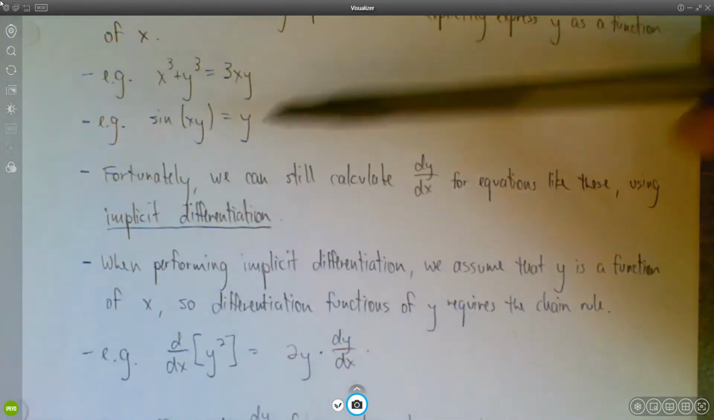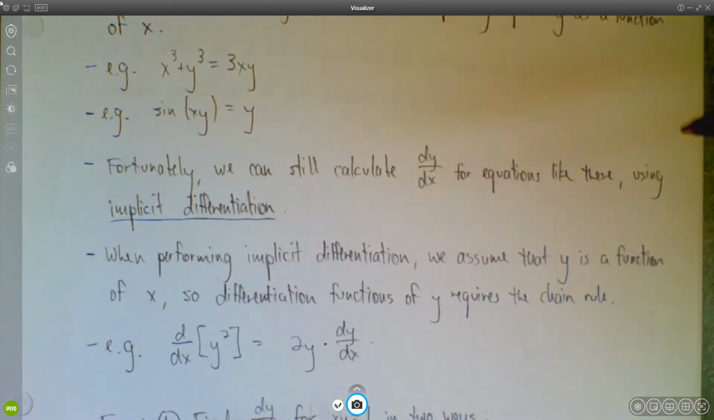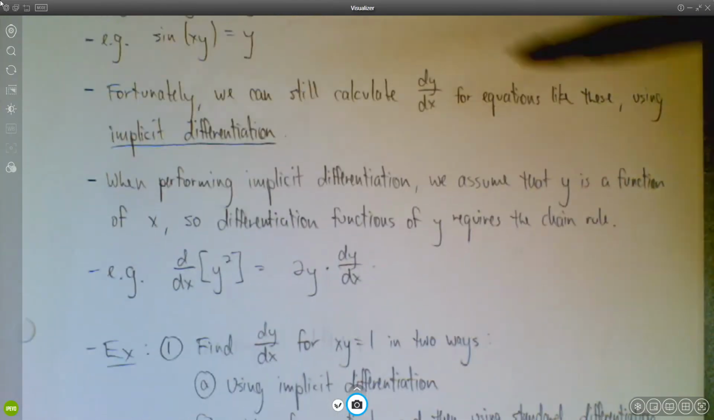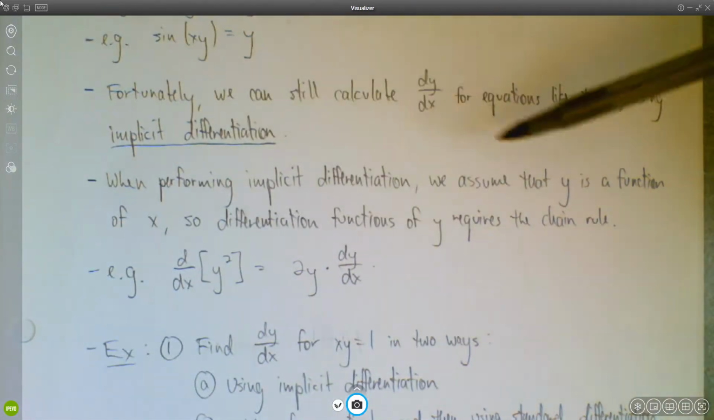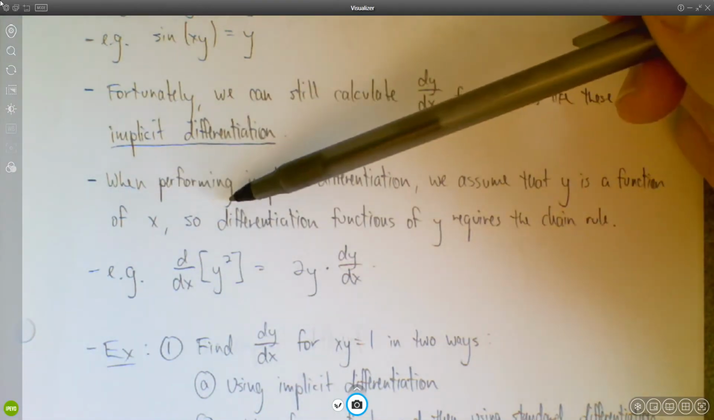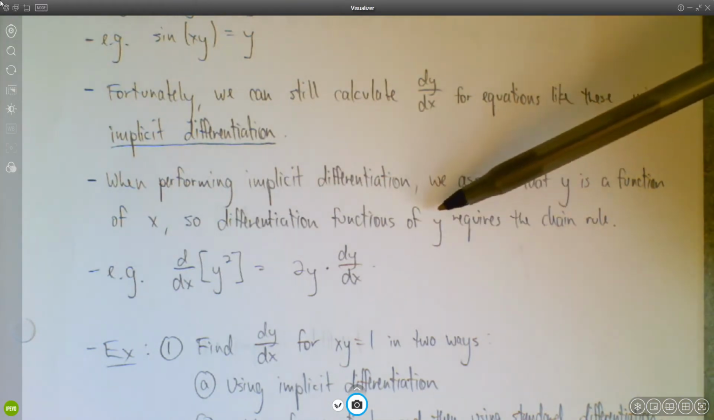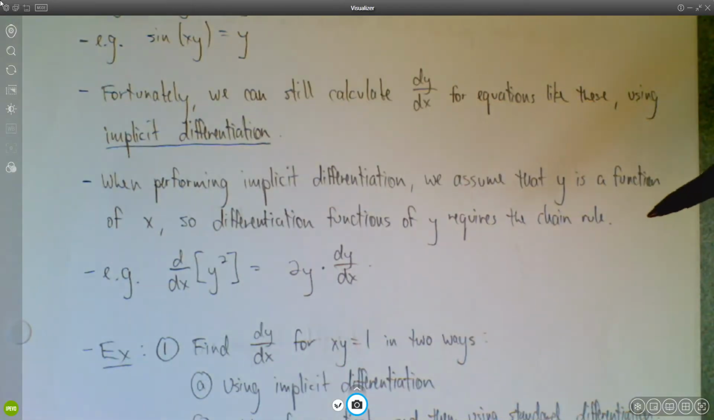So the good news is that we can still calculate derivatives. We can still calculate dy dx for equations like these using implicit differentiation. The idea is that we assume that y is a function of x, so whenever we're differentiating functions in y, we will require the use of the chain rule to do that.